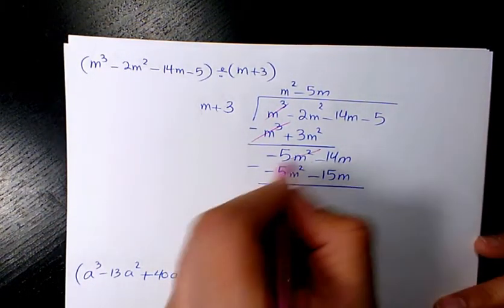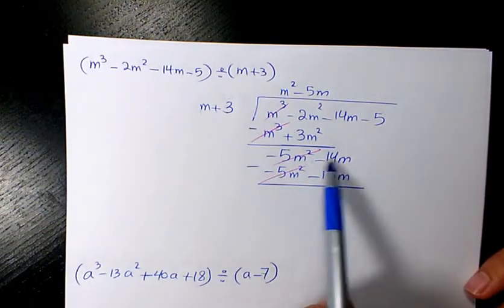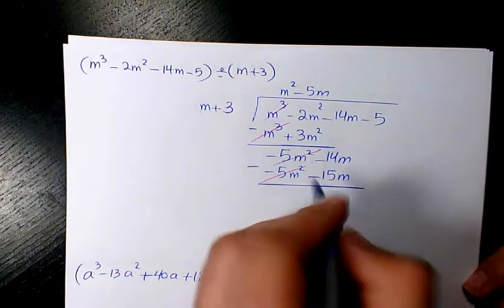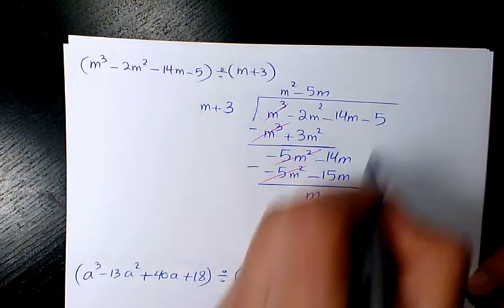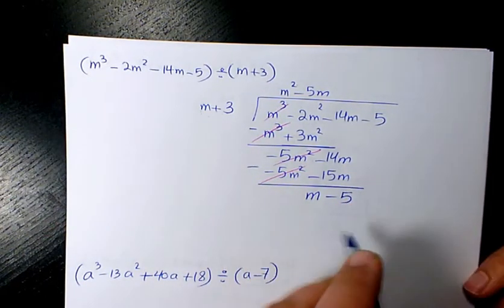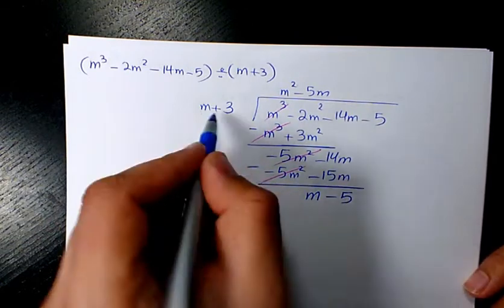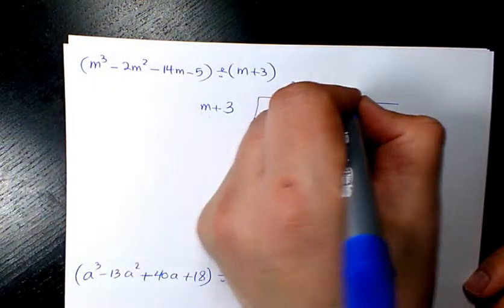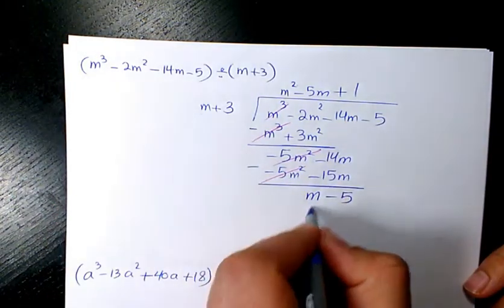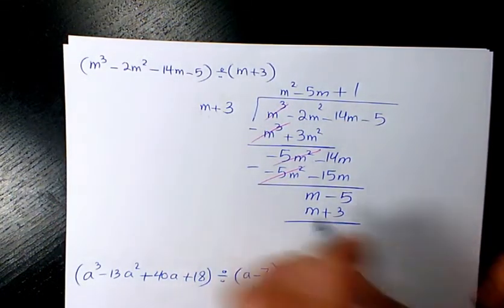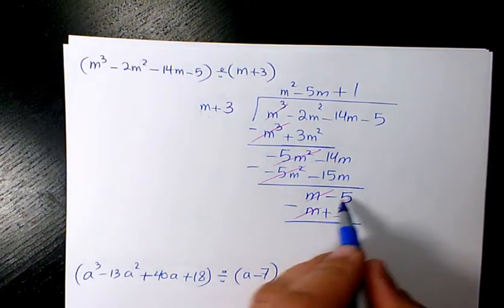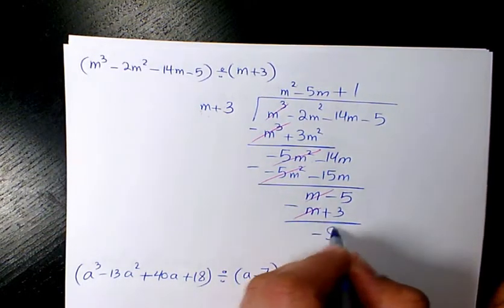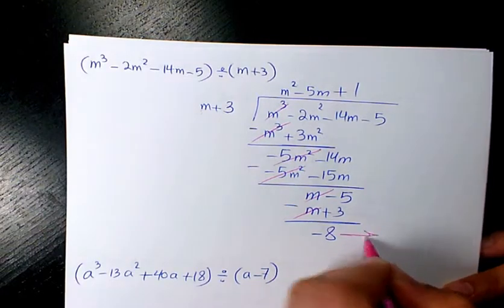Then when you subtract it, these two cancel out. Negative 14m minus negative 15m is going to be positive 15m, which is going to be just m. Then you bring the next one down, m minus 5. m minus 5 divided by m is going to be plus 1. 1 times m plus 3 is m, and m minus m is 0. Negative 5 minus 3 is going to be negative 8. That's the remainder.